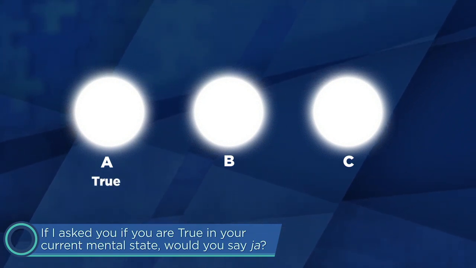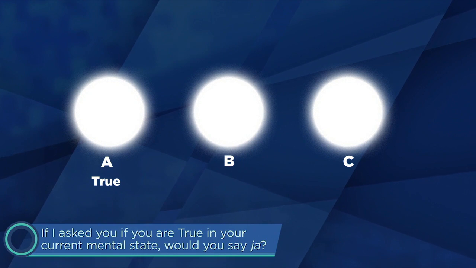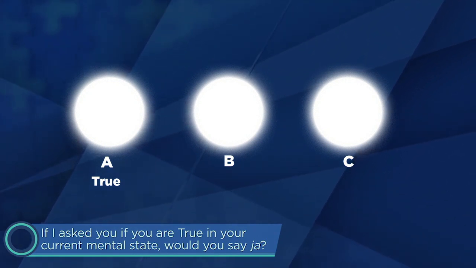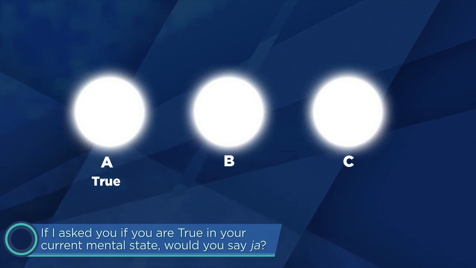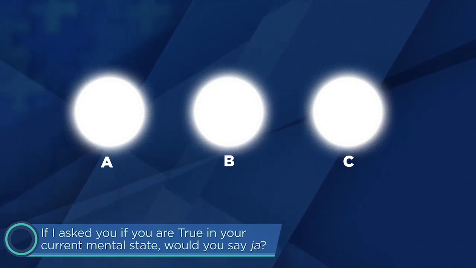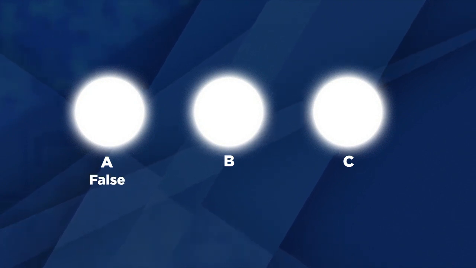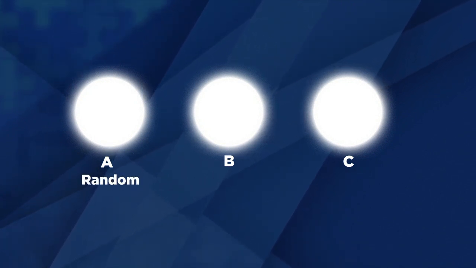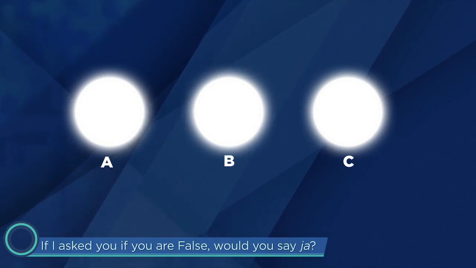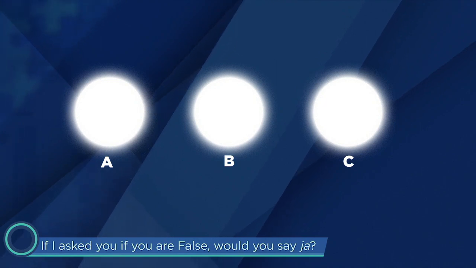Let's say it turns out that A really is true. Then we can ask effectively the same question of B, and his answer will definitively identify him as well, thereby solving the puzzle in just two questions. If instead we know only that A is either false or random, we just use our second question to ask, if I ask you if you are false, would you say ja? This will definitely identify A, and then we can use our third question to repeat the process with B.